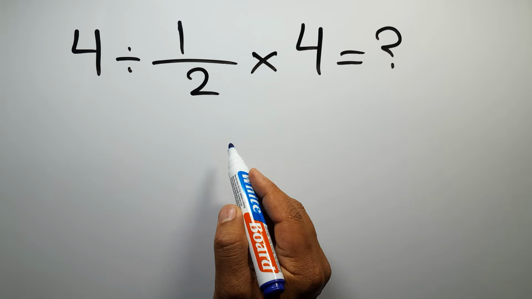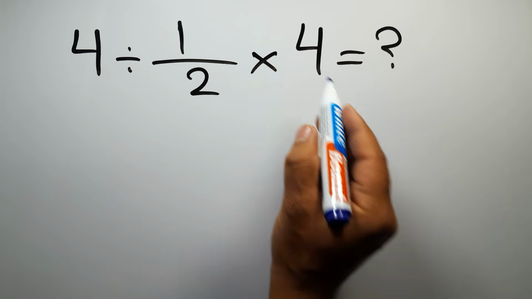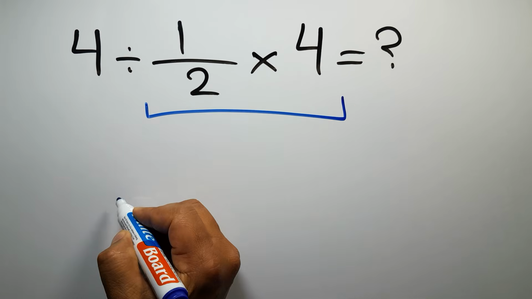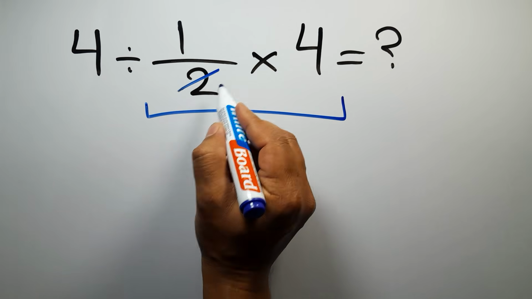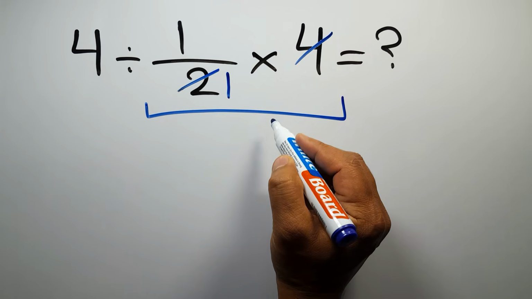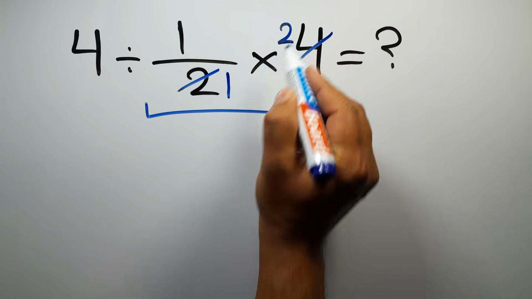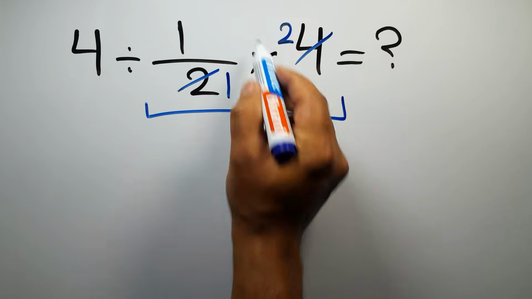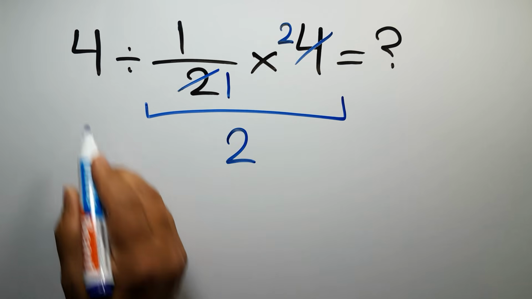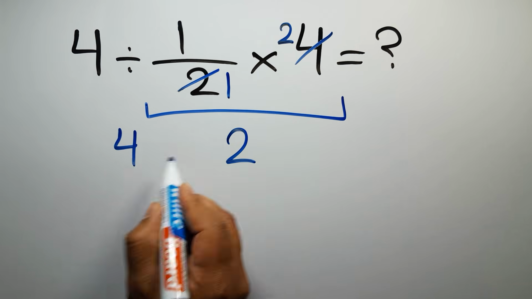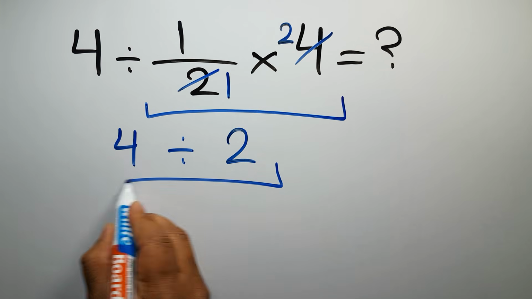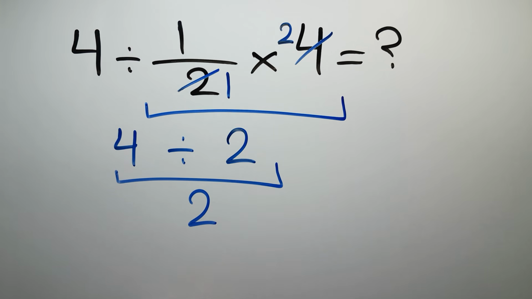First we do this multiplication, 1 over 2 times 4. 2 divided by 2 gives us 1, and 4 divided by 2 equals 2. So here we have just 2. And 4 divided by 2 equals 2. But this answer is not correct.